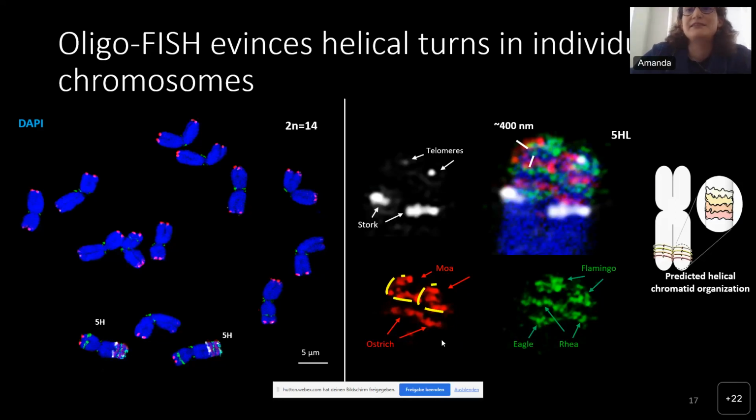And this is how we observe the chromosomes with this painting under the microscope or using a super-resolution microscope. So these are chromosomes 5H, easy to recognize among the others. And we clearly see these 3 turns of the helical organization, one above the other. And it's what we expect from the helical organization. So you see the turns one above the other like layers.